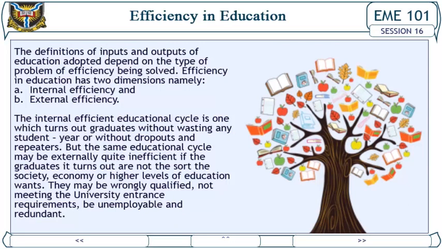Efficiency in education has two dimensions, namely internal efficiency and external efficiency. The internally efficient educational cycle is one which turns out graduates without wasting any student year, or without dropouts and repeaters. But the same educational cycle may be externally quite inefficient if the graduates it turns out are not the sort the society, economy, or higher levels of education want. They may be wrongly qualified, not meeting the university entrance requirements, be unemployable and redundant.